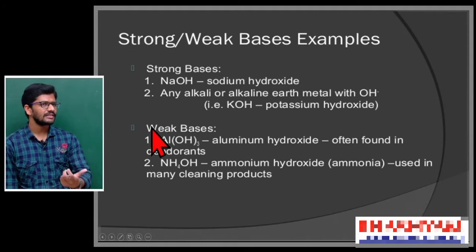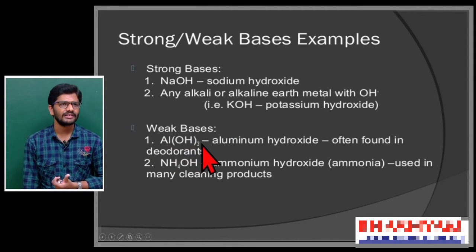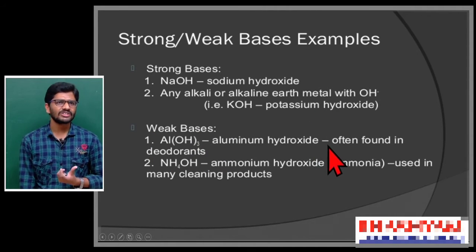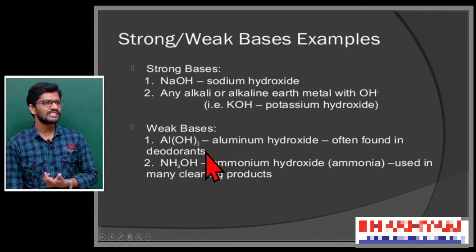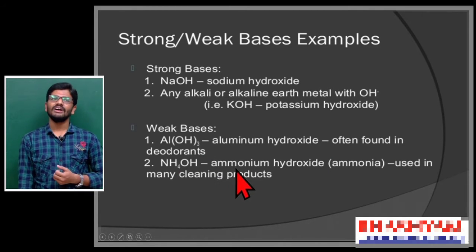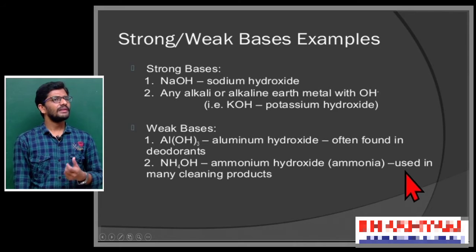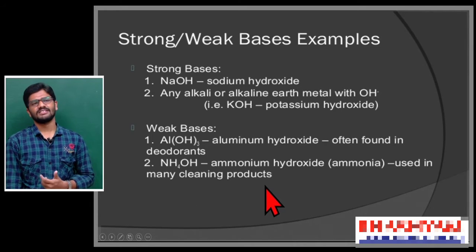Now coming to the weak bases. First one is aluminum hydroxide. This aluminum hydroxide is often found in deodorants. Second one is ammonium hydroxide. It is also used in many cleaning products.